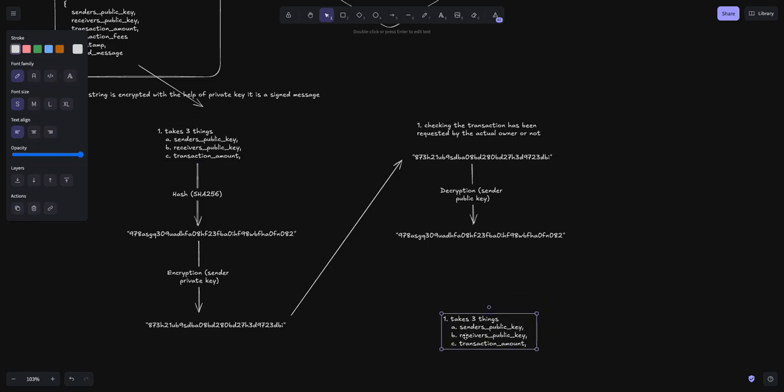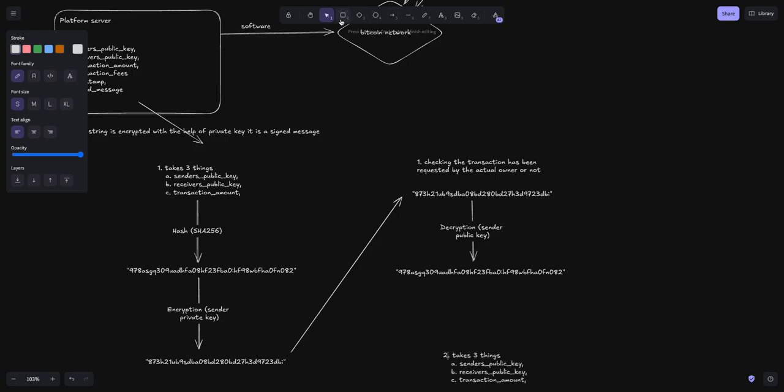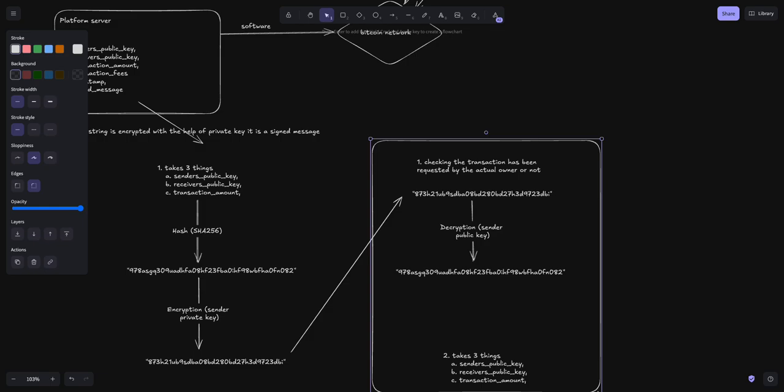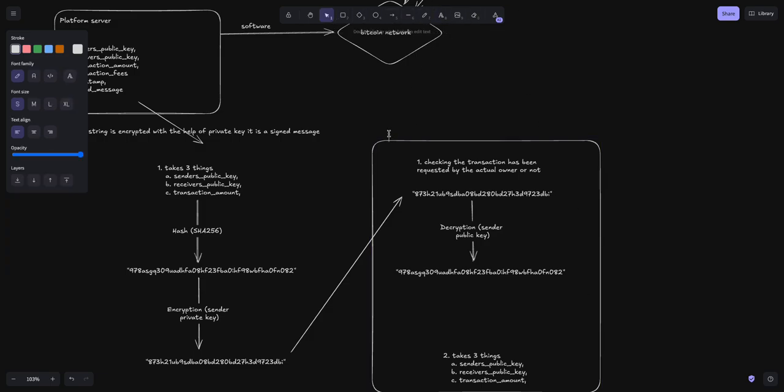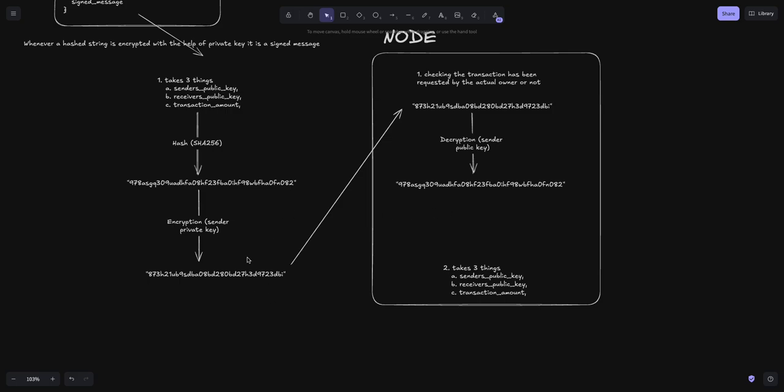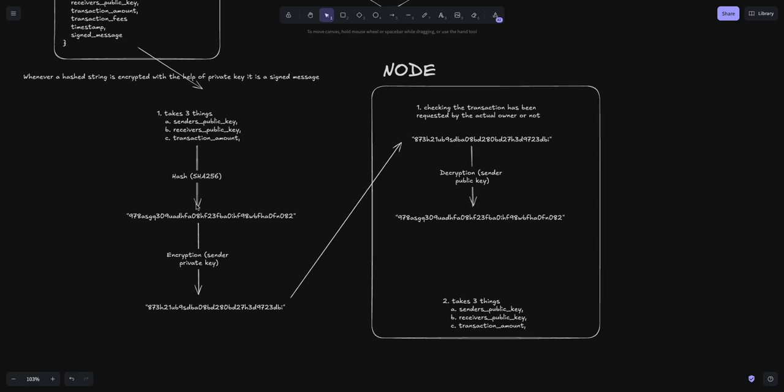I will write it up here so that you get a good hang of it. We will take these three things, which have been sent from the platform to the node. This is happening on the node. This is happening on a totally different machine, so don't confuse it with here. This data was sent from the platform server to here. It decrypted, and now it takes all the three data, and what will it do?